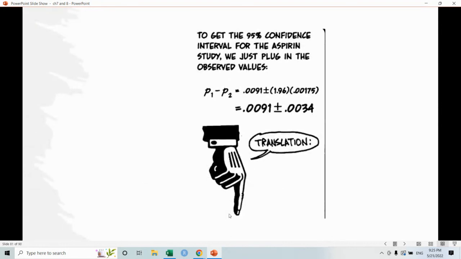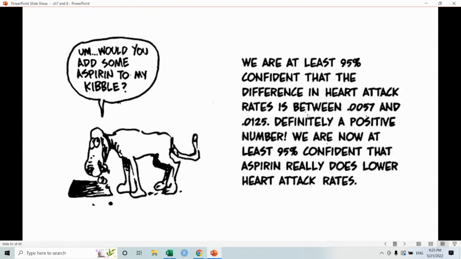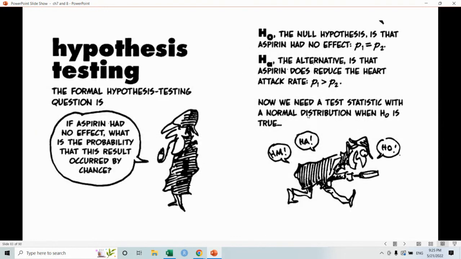To get the 95% confidence interval for the aspirin study, we just plug in the observed values. And we get 0.0091 plus or minus 0.0034. So we're at least 95% confident that the difference in heart attack rates is between 0.0057 and 0.0125. Definitely a positive number, and we are now at least 95% confident that aspirin really does lower heart attack rates. So, hypothesis testing.